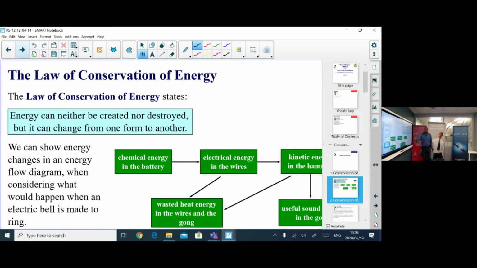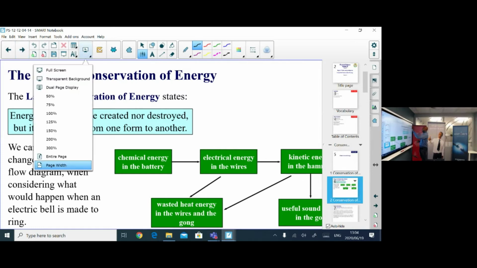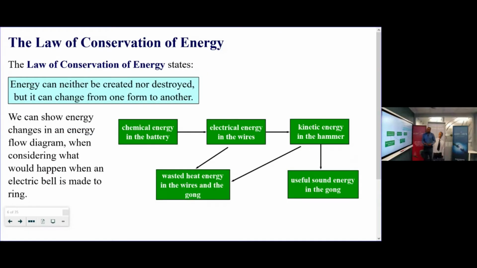Okay, we can just use the diagram here. I can see that you can see it clearly. Okay, let me make a full screen so that you can see. Okay, we can show energy changes in an energy flow diagram. This is the flow diagram when considering what will happen when an electric bell is made to ring. You can just have your own example. We can talk about a hood of a car if you want to, but here we're just using the bell ring.